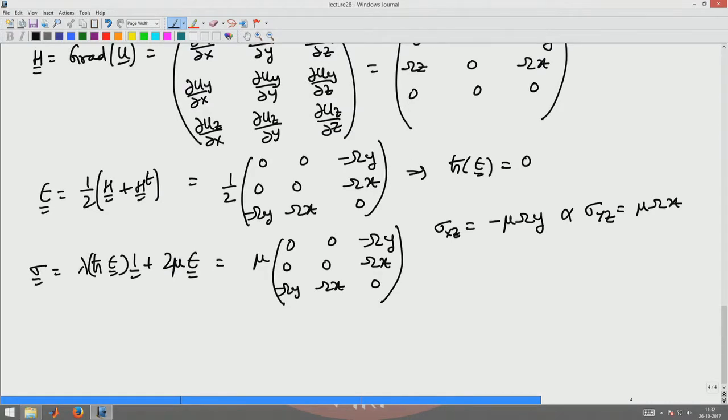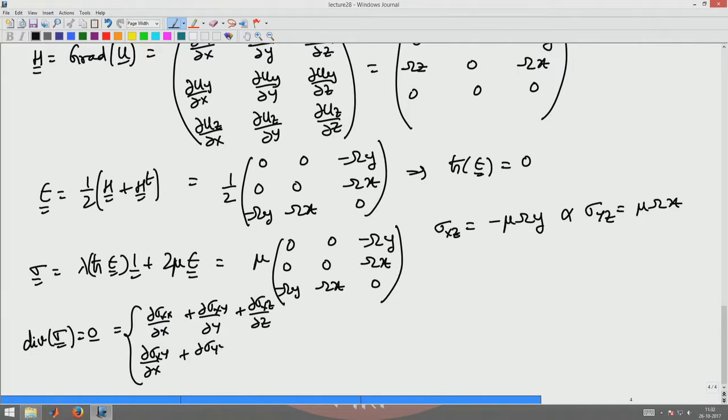The equilibrium equations are, I am assuming there are no body forces and the body is in static equilibrium. So the equilibrium equations will reduce to divergence of sigma equal to 0, which is dou sigma xx by dou x plus dou sigma xy by dou y plus dou sigma xz by dou z; dou sigma xy by dou x plus dou sigma yy by dou y plus dou sigma yz by dou z; dou sigma xz by dou x plus dou sigma yz by dou y plus dou sigma zz by dou z.